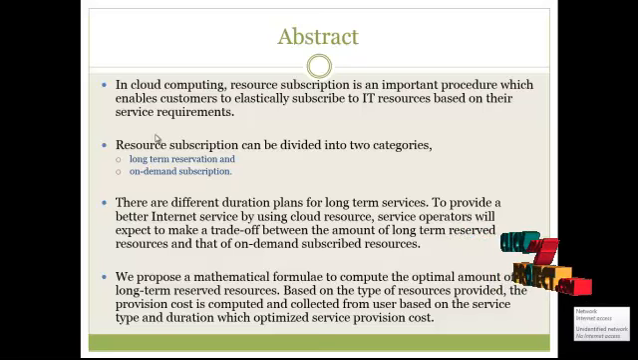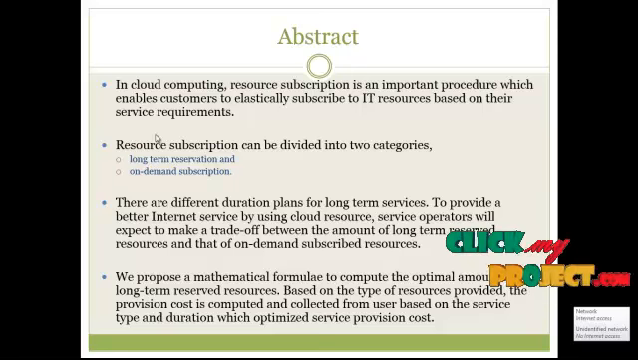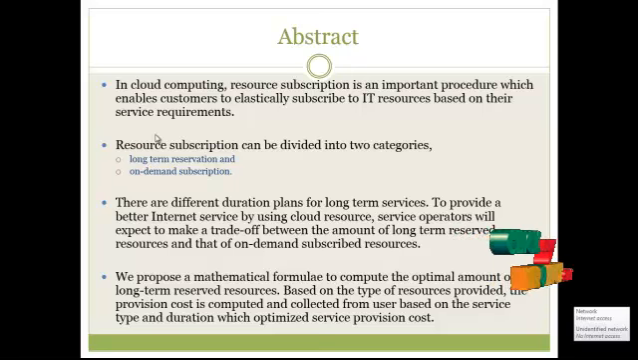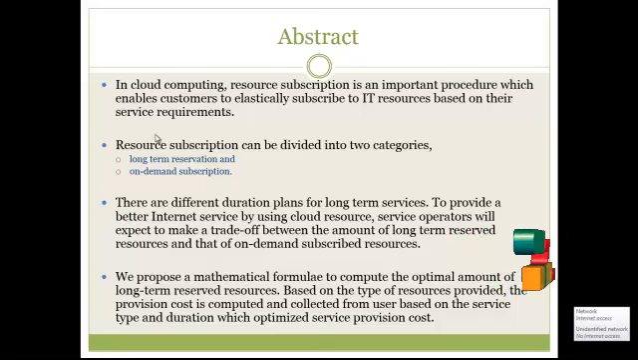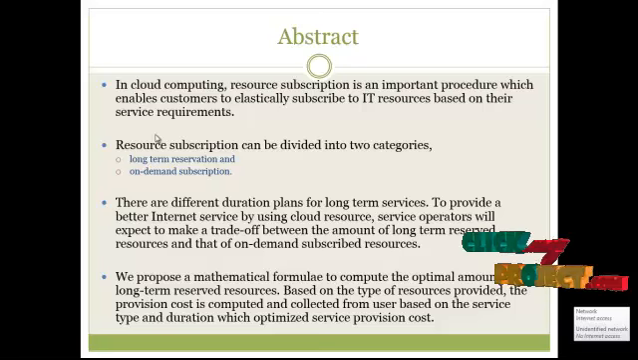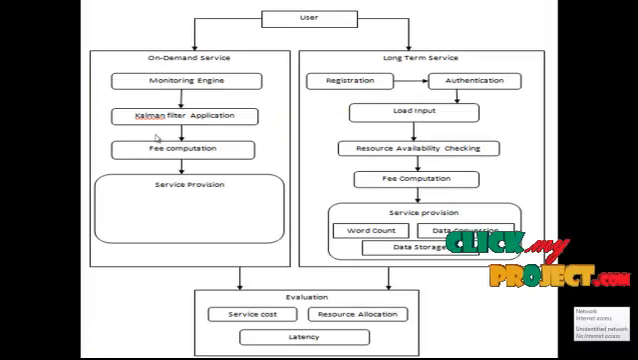Service operators expect to make a trade-off between the amount of long-term reserved resources and that of on-demand subscribed resources. We propose mathematical formulas to compute the optimal amount of long-term reserved resources based on the type of resource provided. The provisioning cost is computed and collected from the user based on the service type and duration, which optimizes service provisioning cost. Next, we are going to see the complete flow of this process.